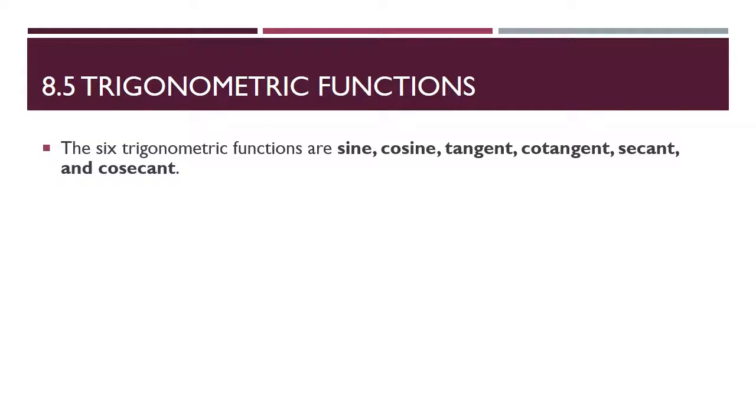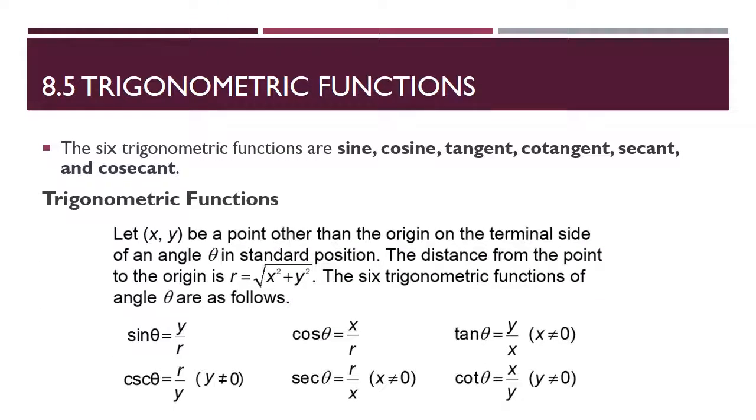The 6 trigonometric functions, as we've said before, are sine, cosine, tangent, cotangent, secant, and cosecant. So let x, y be a point other than the origin on the terminal side of an angle theta in standard position. We just showed that the distance from the point to the origin is the square root of x squared plus y squared and is represented by the letter r. The 6 trigonometric functions of the angle will be as follows.